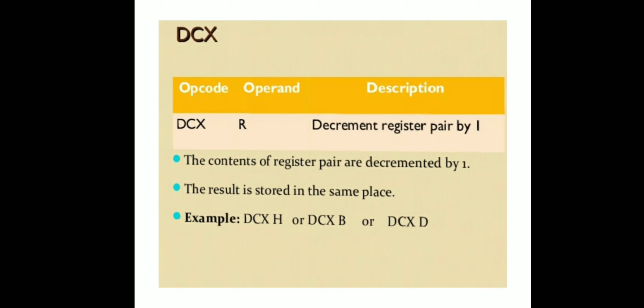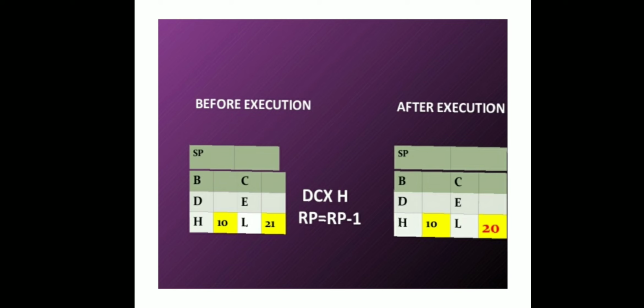DCX. Decrement register pair by 1. This is used to decrement the content of register pair like HL pair, BC pair or DE pair. For example, DCX H, that is, it decrements the content of HL pair by 1. The content of L register is decremented by 1.